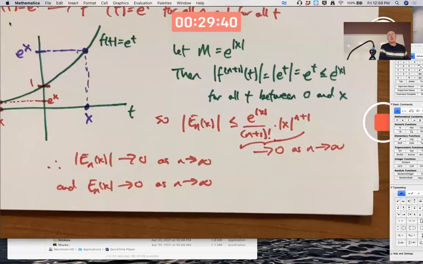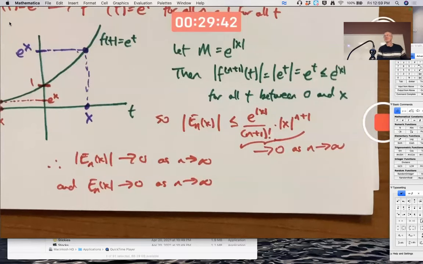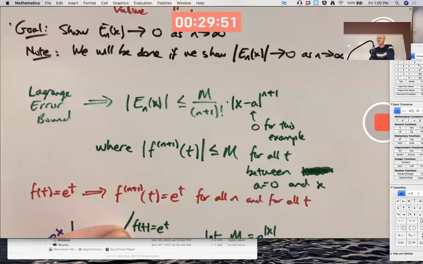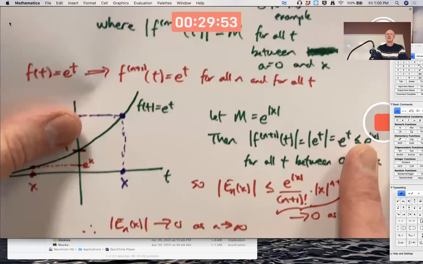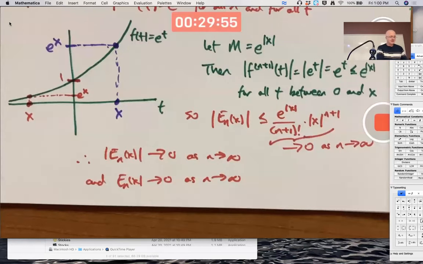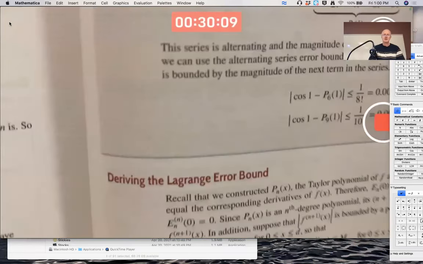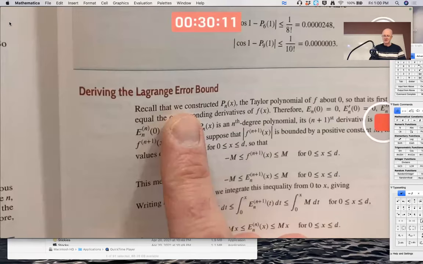Though this does still beg a question. We're using the Lagrange error bound, but how do you know the Lagrange error bound is true? We didn't address that, and we're not going to. Though if you desire to, it's in the reading near the end of section 10.4. It's a section labeled deriving the Lagrange error bound.